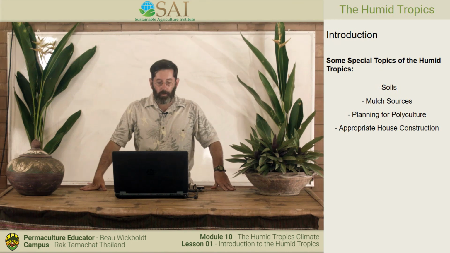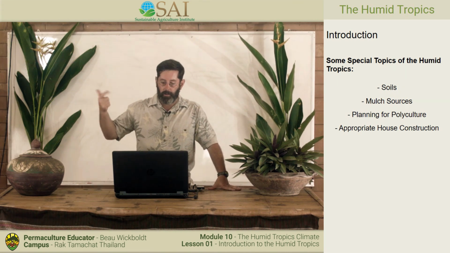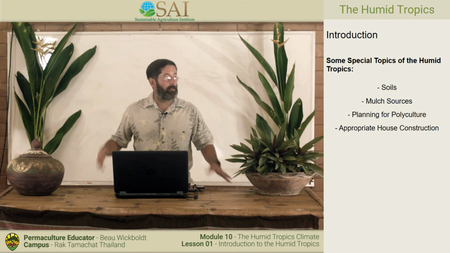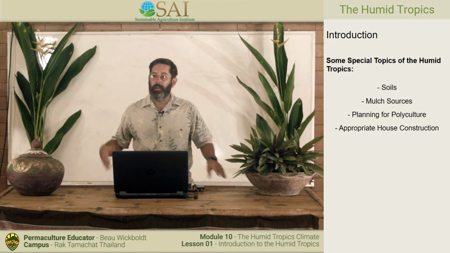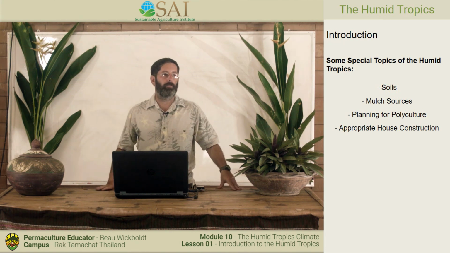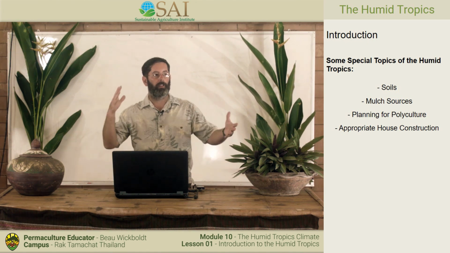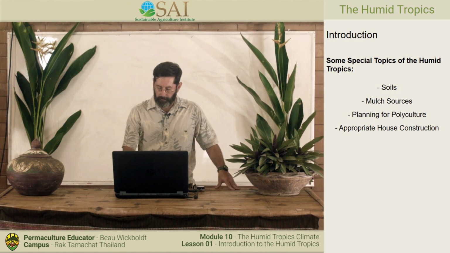So in section 10.1, we'll be looking at special topics of the humid tropics, such as our soils, mulch sources that we can find in the tropics, and we can plan for polycultures. In the tropics, we're going to use much more polyculture systems than we might find in other climates. And we can also look at houses. What would be an appropriate house design? If I'm living in the tropics, how would I design my house?